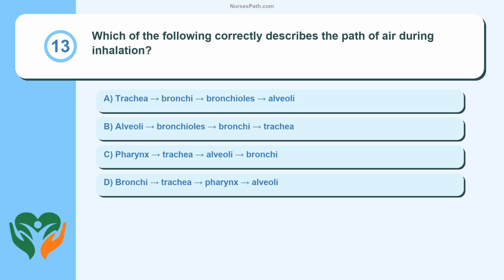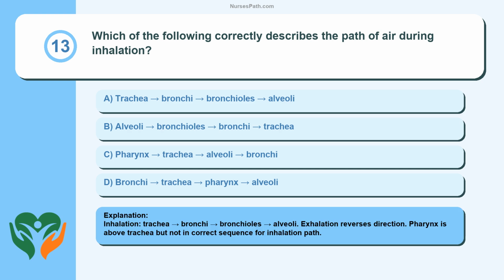Question 13. Which of the following correctly describes the path of air during inhalation? Trachea, bronchi, bronchioles, alveoli. Alveoli, bronchioles, bronchi, trachea. Pharynx, trachea, alveoli, bronchi. Bronchi, trachea, pharynx, alveoli. Inhalation: trachea, bronchi, bronchioles, alveoli. Exhalation reverses direction. Pharynx is above trachea but not in correct sequence for inhalation path.